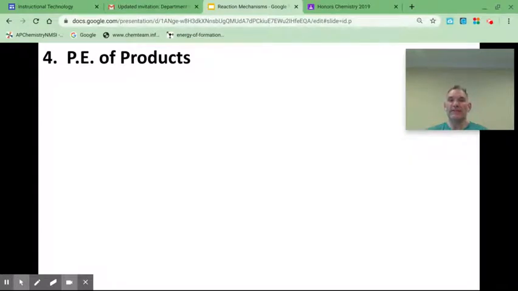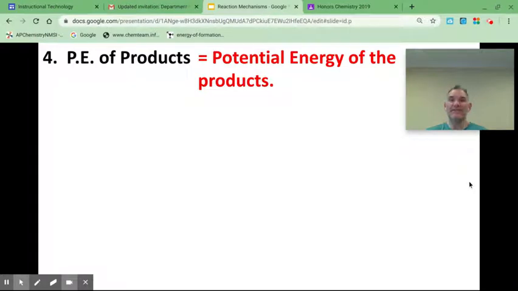Very similar to reactants, except this time it's for the products. So here I'm going to have the potential energy of the products. So I have my reactant energy in the beginning, and I have the energy that comes out. And what's going to happen is we're going to have a change in energy. And that energy can either be a positive change or a negative change, endothermic or exothermic.